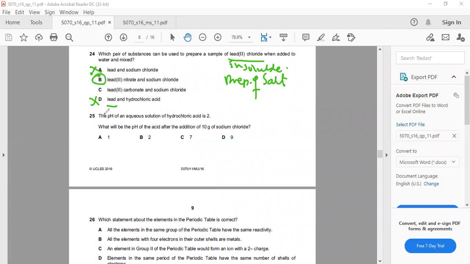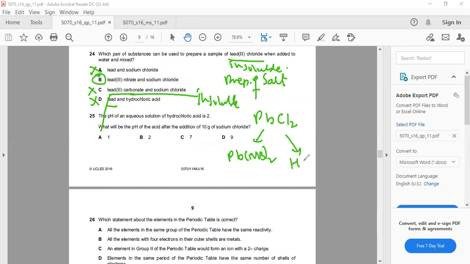So B is the answer. Why not C? Because lead carbonate is insoluble. There must be two soluble compounds for the preparation of an insoluble salt. If you want to prepare lead chloride, you have one soluble compound of lead, which is lead nitrate, and another soluble compound having chloride, suppose hydrochloric acid or NaCl, etc.